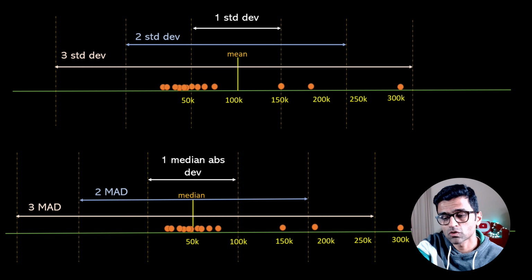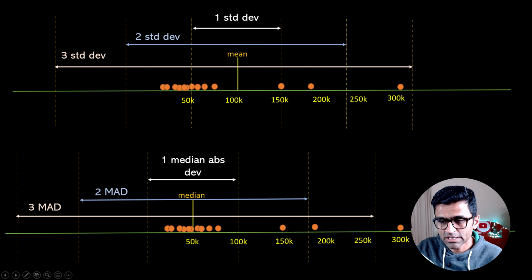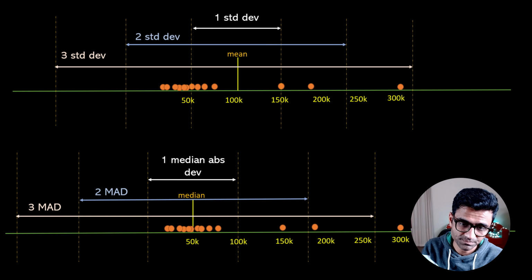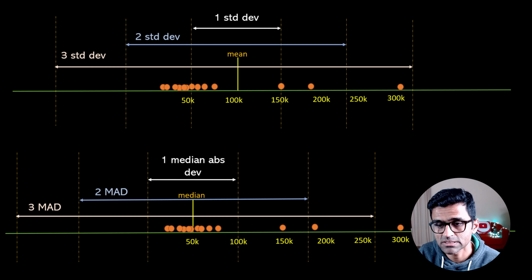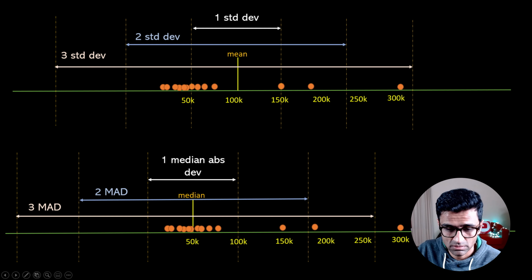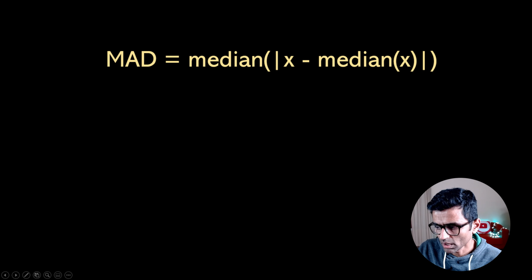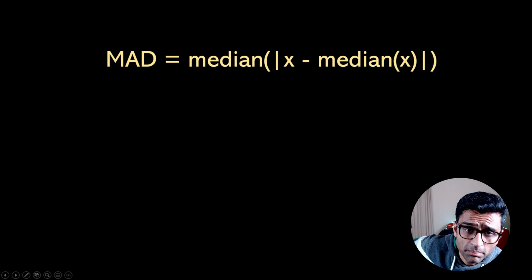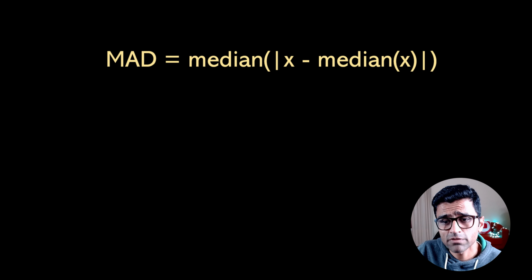But let's say if you use this kind of methodology, what happens now is that this 300k data point is detected as an outlier. And the reason this is happening is we are using median as a base, and median is not affected by these high values. The mathematical formula for MAD is you take every data point, subtract it from the median of the entire series, take the absolute value and take a median of that.